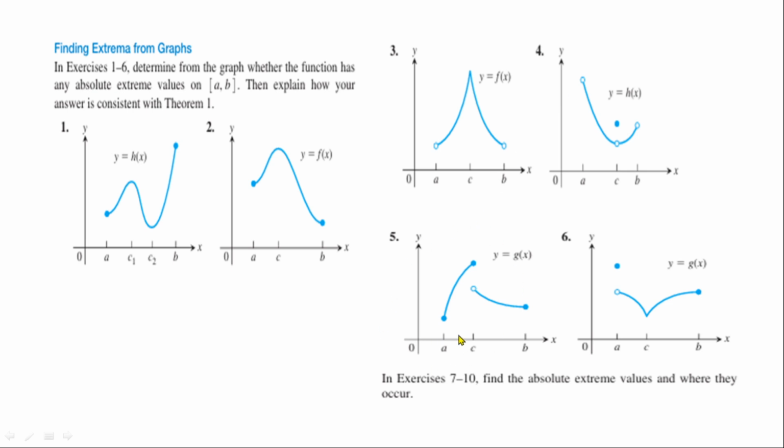In this example, the interval is closed and the function has a discontinuity. Even so, we can say where the absolute minimum and the absolute maximum are. The absolute minimum occurs at x equal to a and the absolute maximum at x equal to c. In this example also, we can say what the absolute minimum is: the absolute minimum at x equal to c and the absolute maximum at x equal to a.